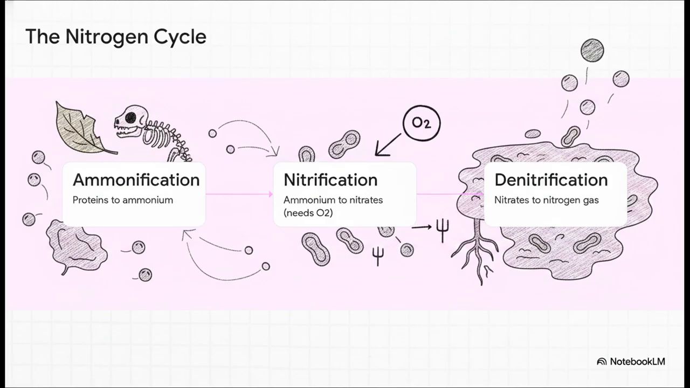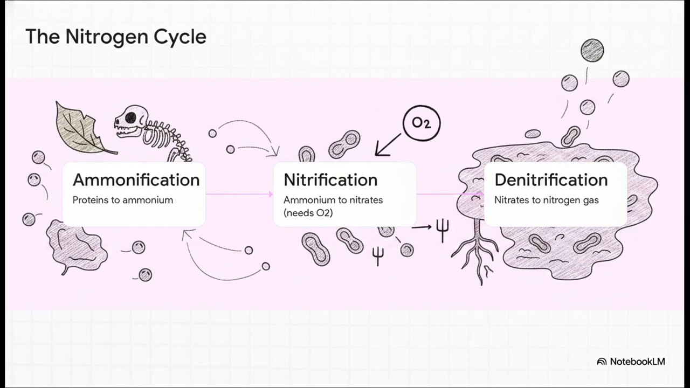All right, take a deep breath. The nitrogen cycle is notoriously tricky, and I can almost guarantee it'll be on your exam. To beat it, just memorize these three main steps. First, aminification. This is where decomposers break down dead proteins and urea into ammonium. Second is nitrification. Specialized bacteria take that ammonium and convert it into nitrates, which plants can actually use.